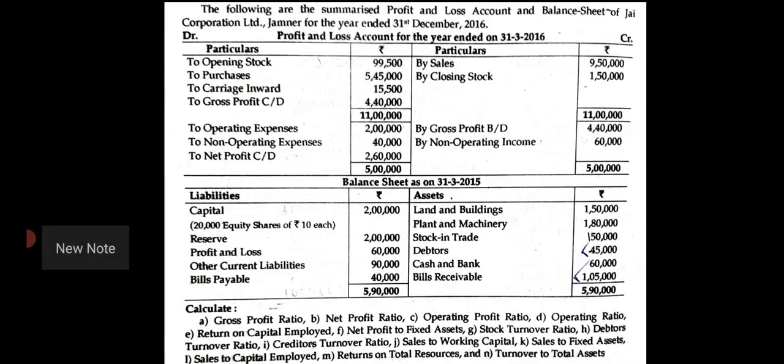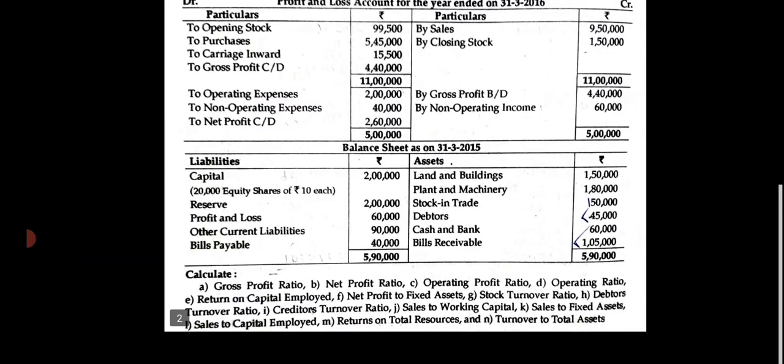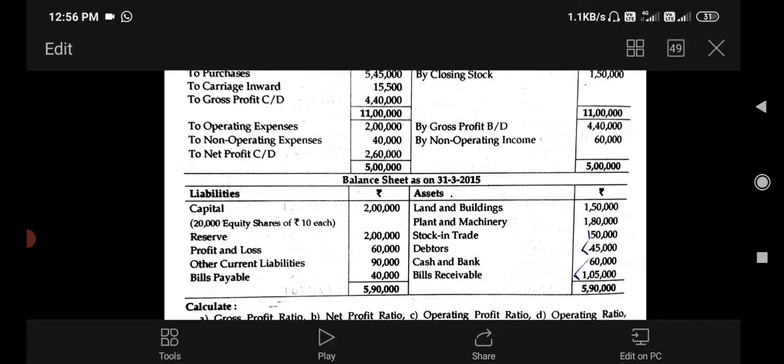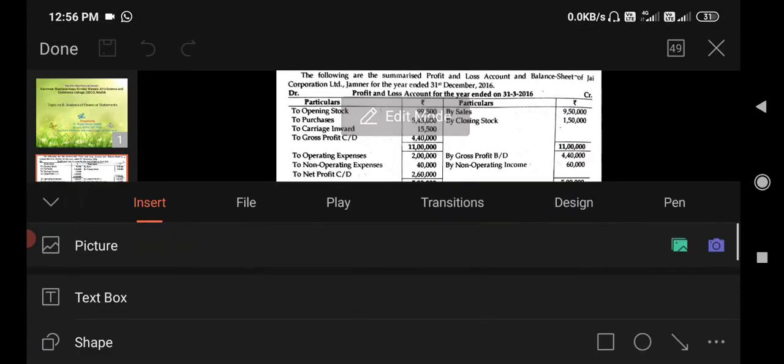After that, additional information is given, which is to calculate gross profit ratio, net profit ratio, operating profit ratio, operating ratio, return on capital employed, net profit to fixed asset, stock turnover ratio, debtors turnover ratio, creditors turnover ratio, sales to working capital, sales to fixed asset, sales to capital employed, return on total resources and turnover to total asset. Let's start with gross profit ratio.